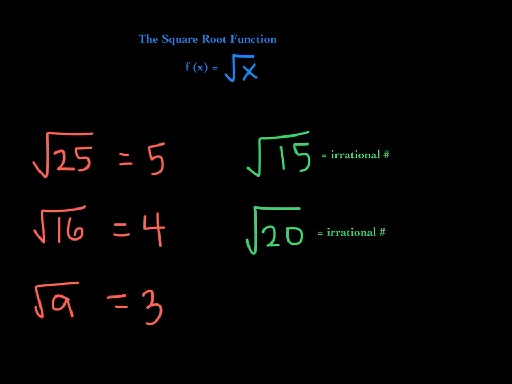So then what kind of numbers am I wanting to plug in? Well, numbers like 25, 16, and 9, these are called perfect squares. So when I consider input values, I only want to consider perfect squares, okay?